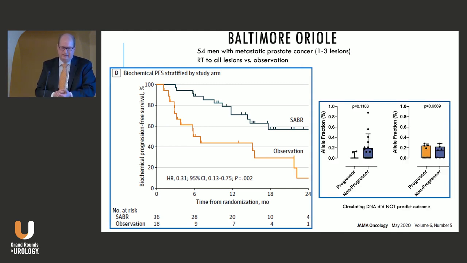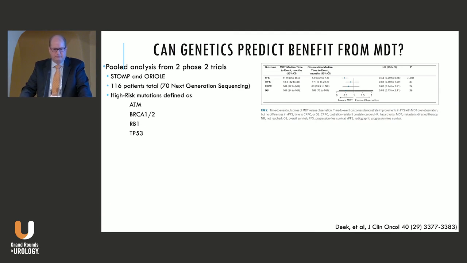Interestingly, they looked at circulating DNA on the grounds that perhaps circulating DNA would identify those who would benefit more or less from radiation therapy to the metastasis, and that didn't pan out. But relatively recently, a paper was published pooling the last 2 studies that I showed you, the STOMP trial and the Baltimore ORIOLE trial. They pooled those 2 trials, 116 patients total. In 70 of those, they were able to do next-generation sequencing. And based on a predefined analysis, they defined high-risk prostate cancer mutations as mutations in ATM, BRCA1 or 2, RB1, or P53.